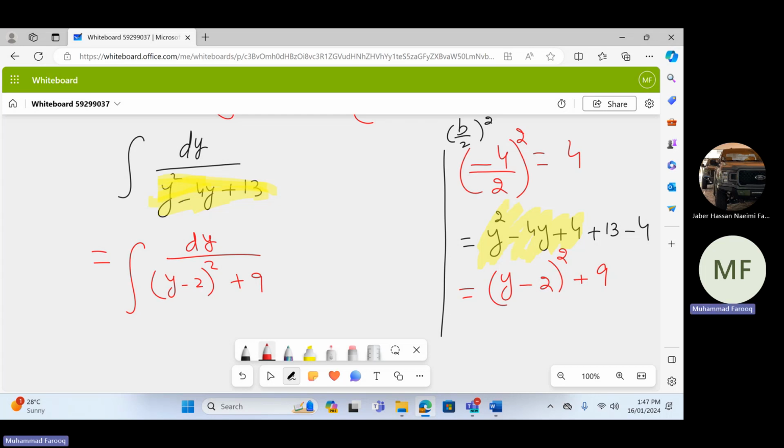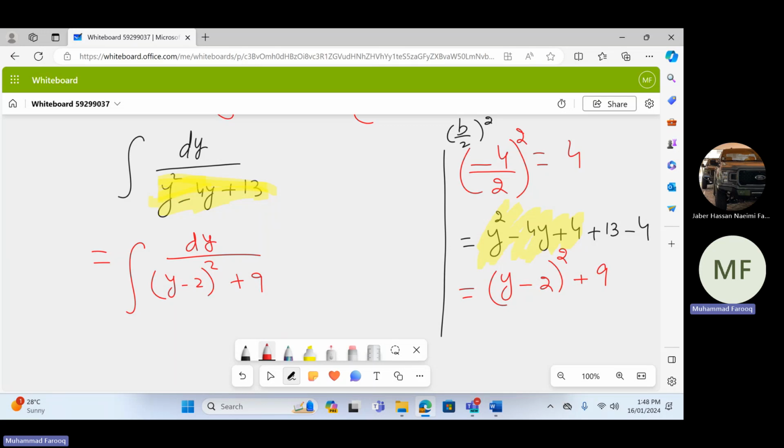If you want, you can use substitution. But right now, if you take u as y minus 2, its derivative is dy. So there's nothing different. If the differential is only dy, there's no need for u. You can go without substitution. So please go back to the formula sheet.